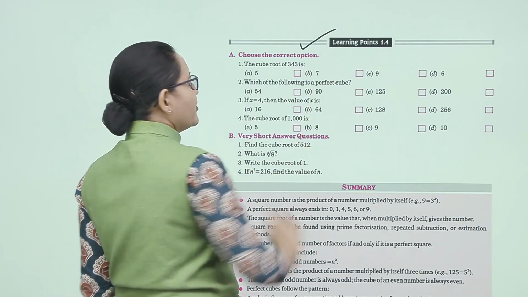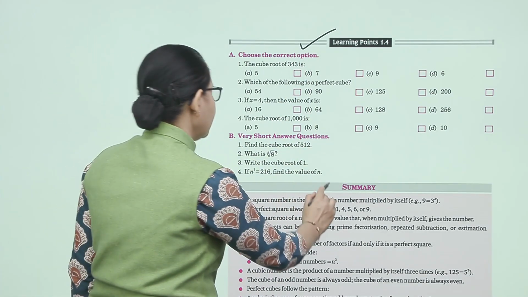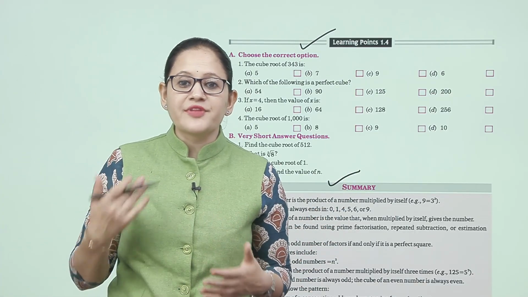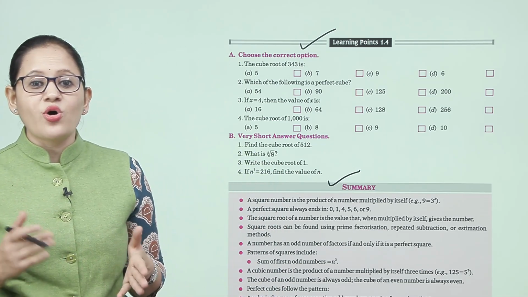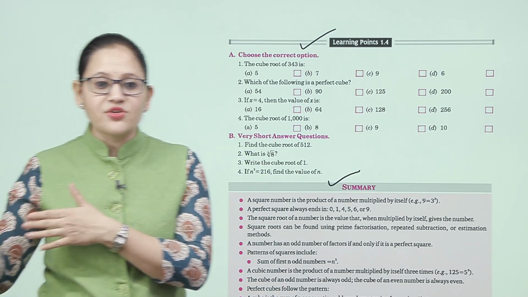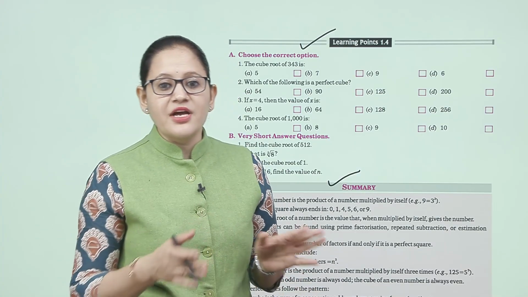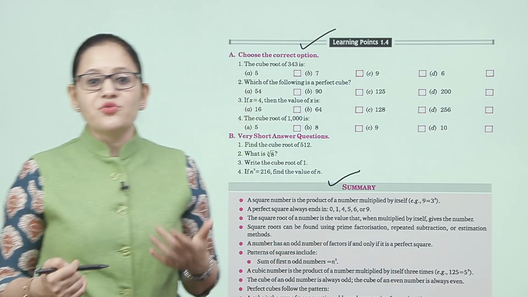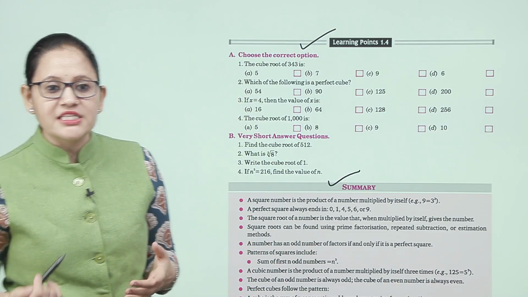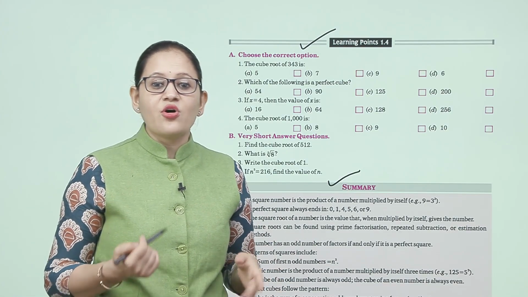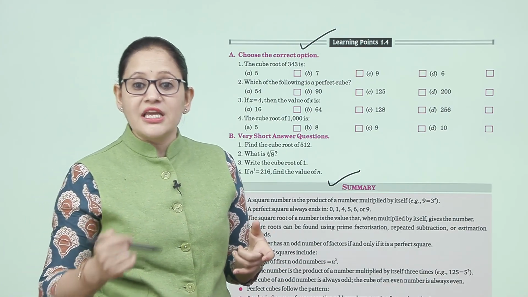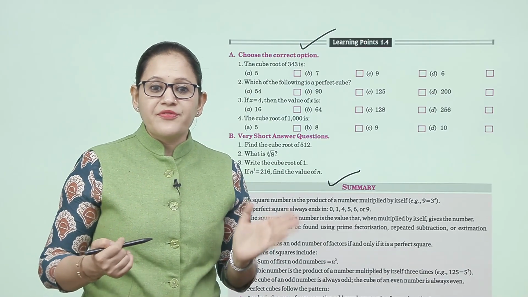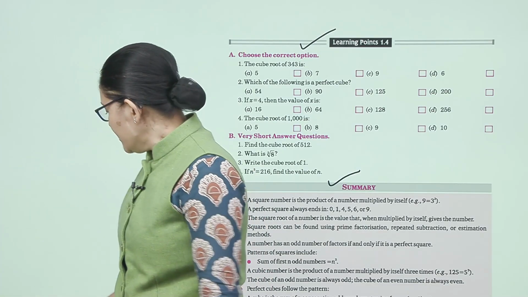Next is learning point 1.4, practice all the questions. Summary. Here is the summary of the chapter. A square number is the product of a number multiplied by itself. A perfect square always ends with 0, 1, 4, 5, 6 or 9. The square root of a number is the value that when multiplied by itself gives the number. Square root can be found using prime factorization, repeated subtraction or the estimation method. A number has an odd number of factors if and only if it is a perfect square. A pattern of squares: the sum of the first n odd numbers is equal to n square.